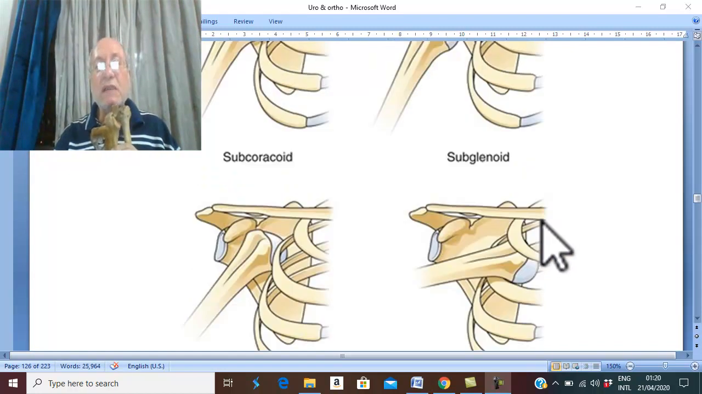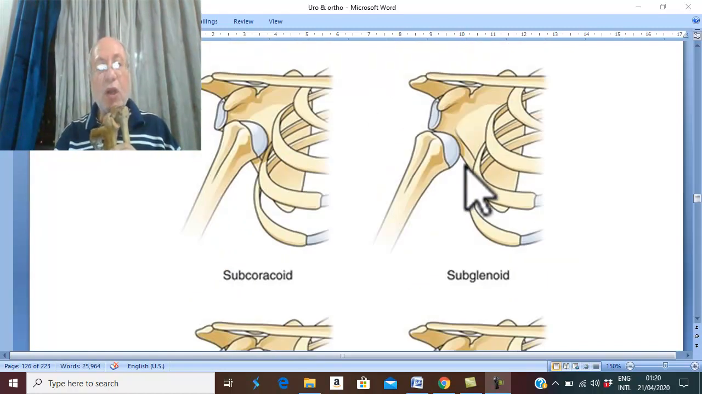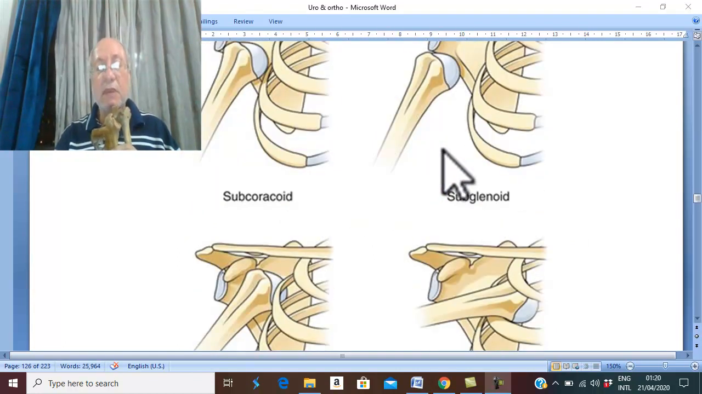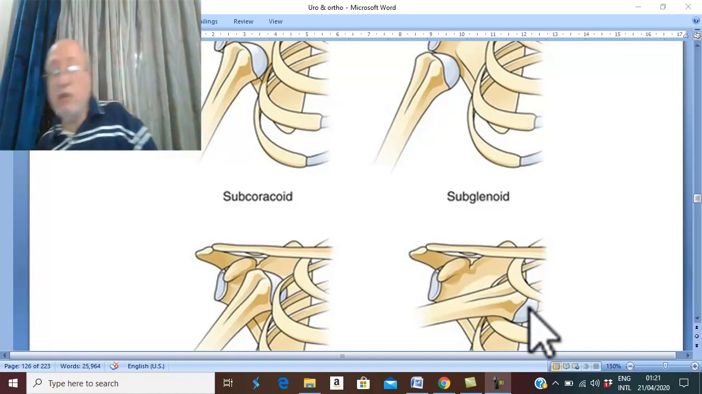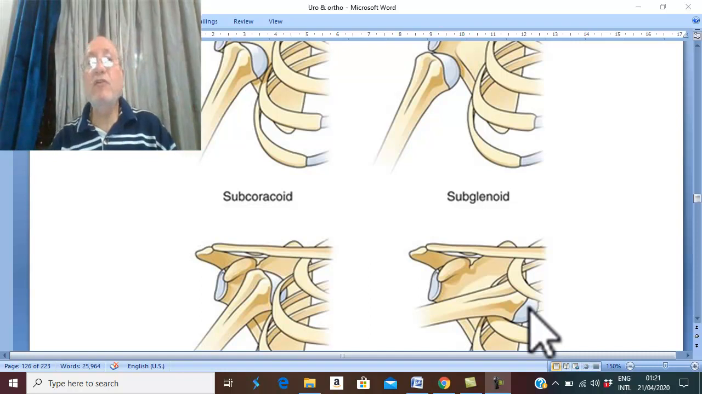Therefore, the commonest is subcoracoid dislocation, rarely subglenoid, subclavicular, or very rarely intrathoracic. What are the complications of anterior dislocation? First of all, joint complication.